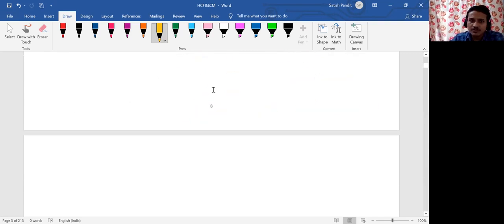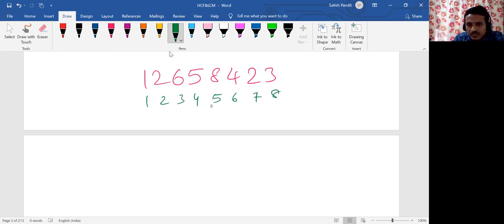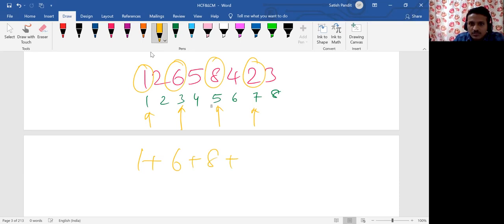Let us take another example. For example, 1, 2, 6, 5, 8, 4, 2, 3. Suppose I have this number. Now you just number it 1, 2, 3, 4, 5, 6, 7, 8. Now, the odd place digits: 1 is at the first place, then 6 at the third, 8 at the fifth, and 2 at the seventh. So we are going to add 1 plus 6 plus 8 plus 2.